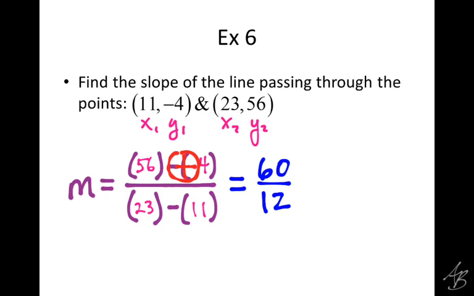Can we reduce that? I know we can reduce it because they're both even, so I can at least divide by 2. I'll give you a shortcut here. We can divide by 12. So if we reduce by 12, what are we going to get on top? 60 divided by 12. Anybody know what that is? 5. And then on the bottom, 12 divided by 12? 1. So the slope of this line is 5/1.